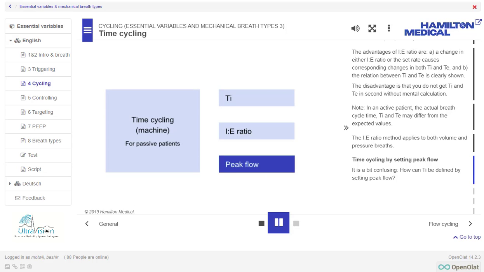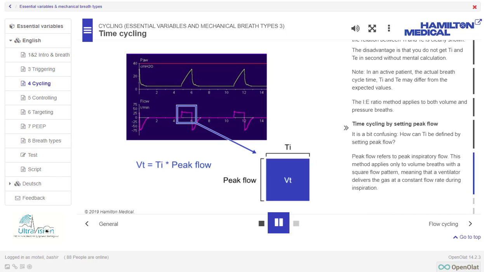Time cycling by setting peak flow. It is a bit confusing. How can TI be defined by setting peak flow? Peak flow refers to peak inspiratory flow. This method applies only to volume breaths with a square flow pattern, meaning that a ventilator delivers the gas at a constant flow rate during inspiration.